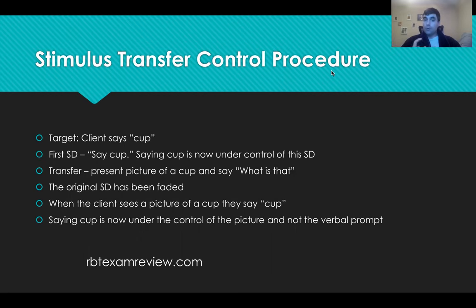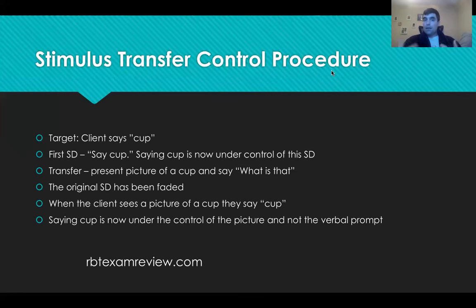All right. We want to transfer the control over a response from a prompt to the actual SD. So when something comes under stimulus control, if it's under the control of an SD, it's just been reinforced in the presence of that SD over and over again. And remember, your SD or your discriminative stimuli is just kind of your instruction. Okay. So if we're given an SD and then a prompt, and then a response happens, the response is under the control of the prompt and not the SD. So we want that response to come under the control of the SD.